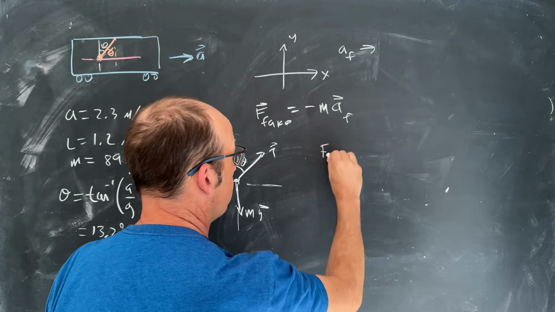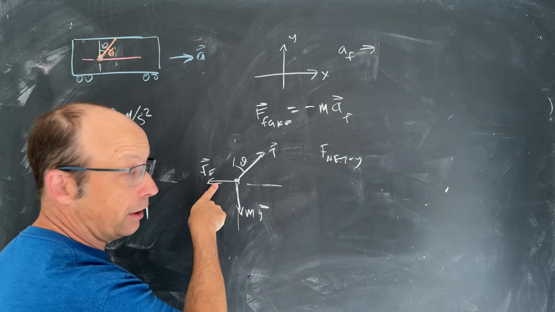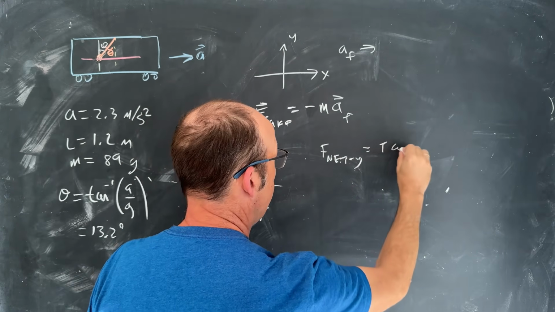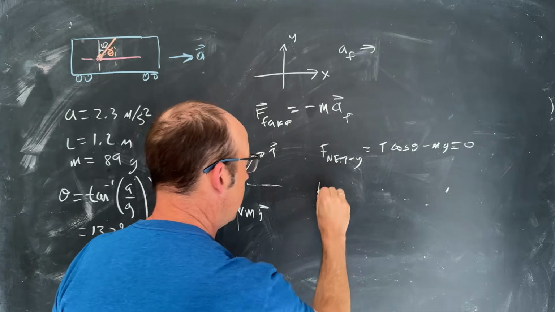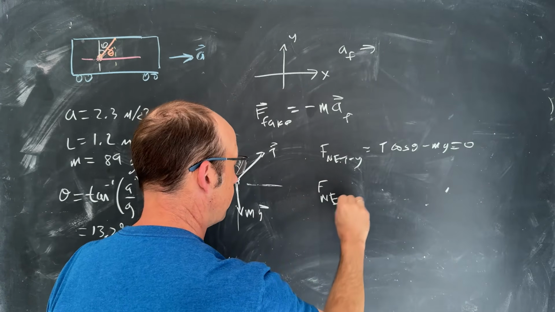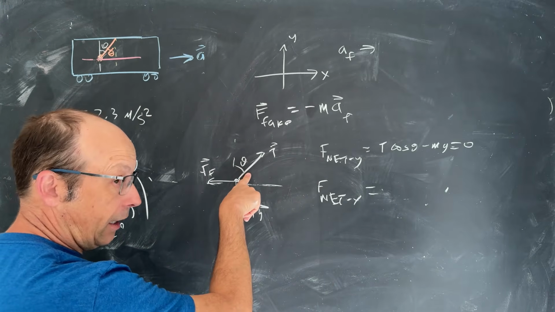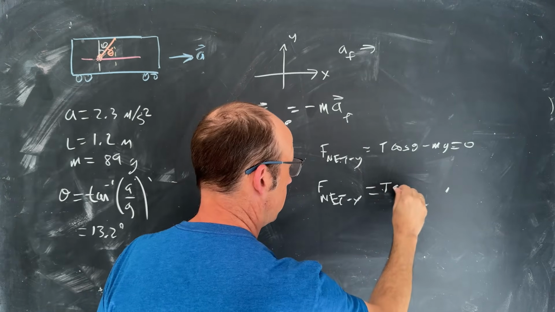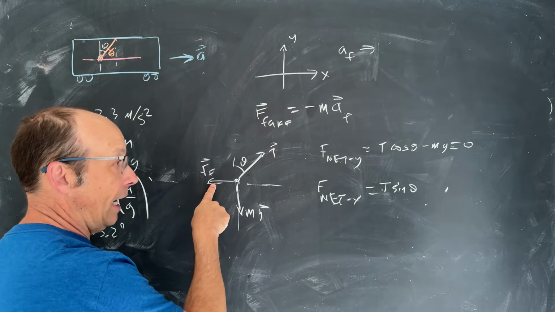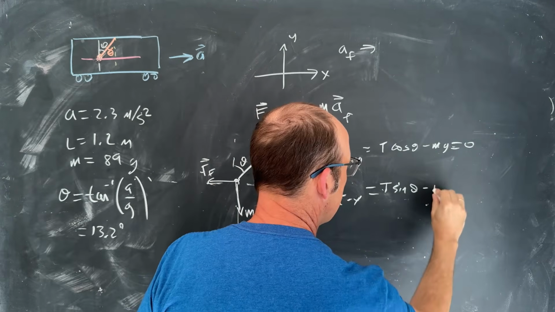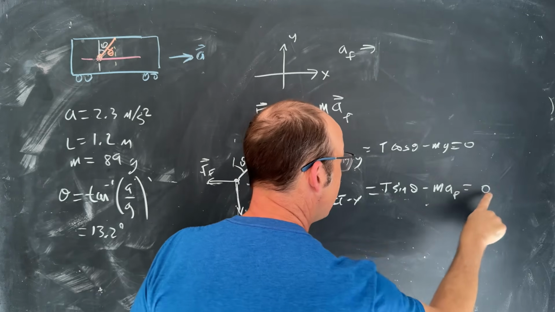So in the y direction, I have F net in the y direction. It's the same as before. That fake force is only in the x direction. So I have t cosine theta minus mg equals 0. And in the x direction, I have, again, t sine theta. That's just the same thing I had before. But now I have this fake force right there that I have to add in. So it's going to be minus m a frame, and it's equal to 0.